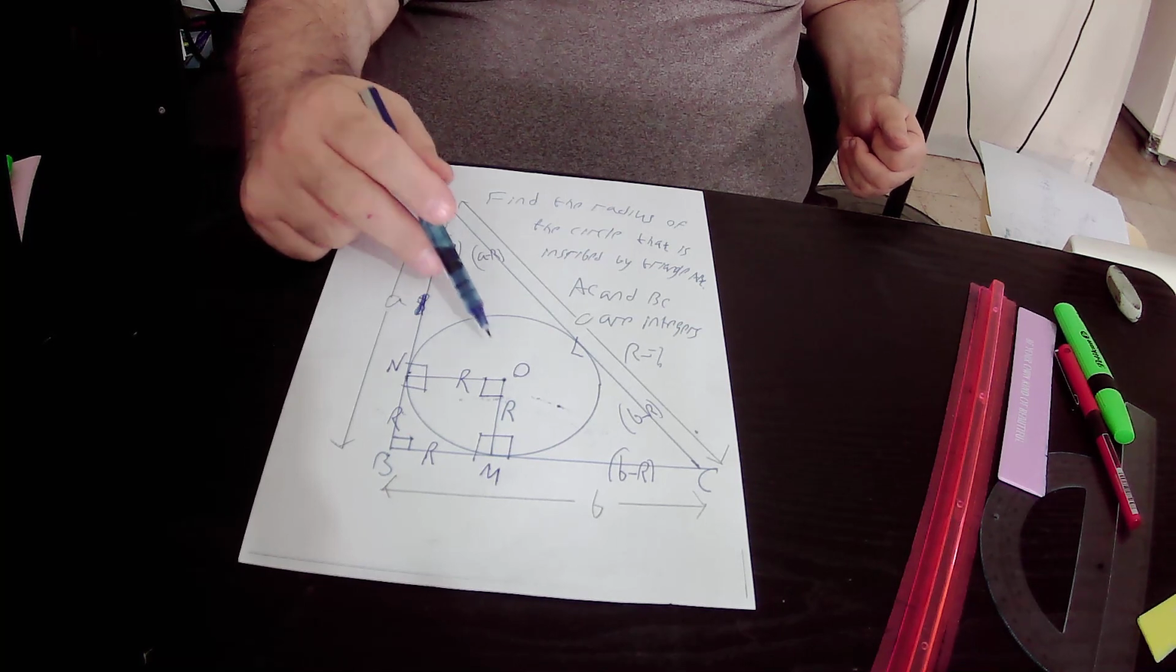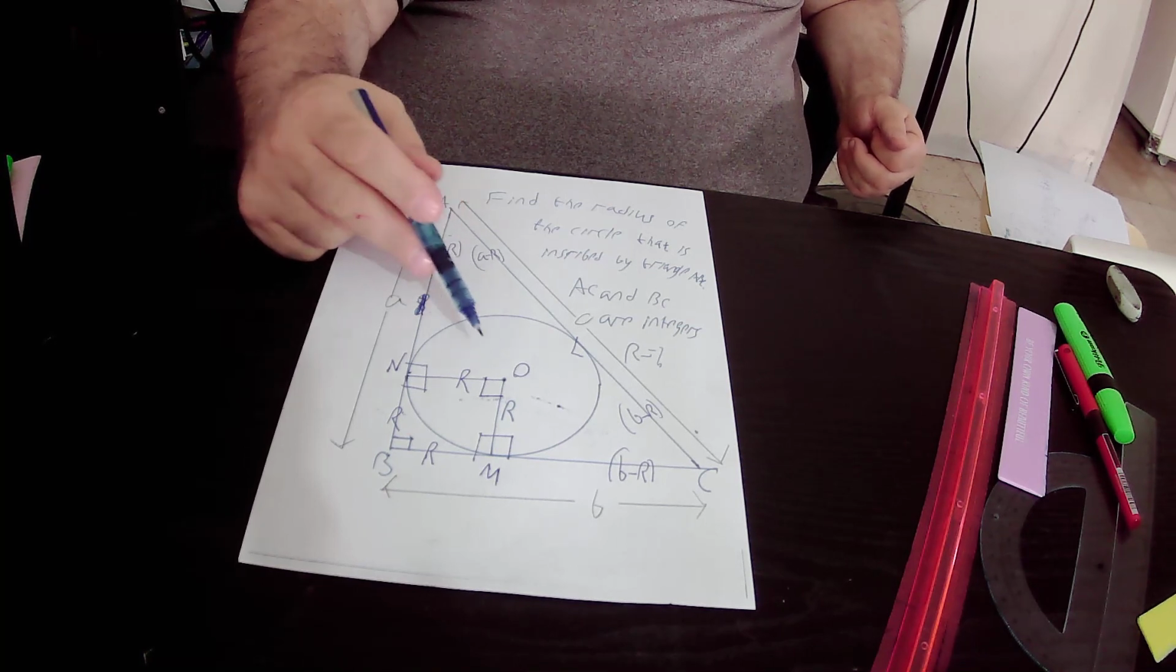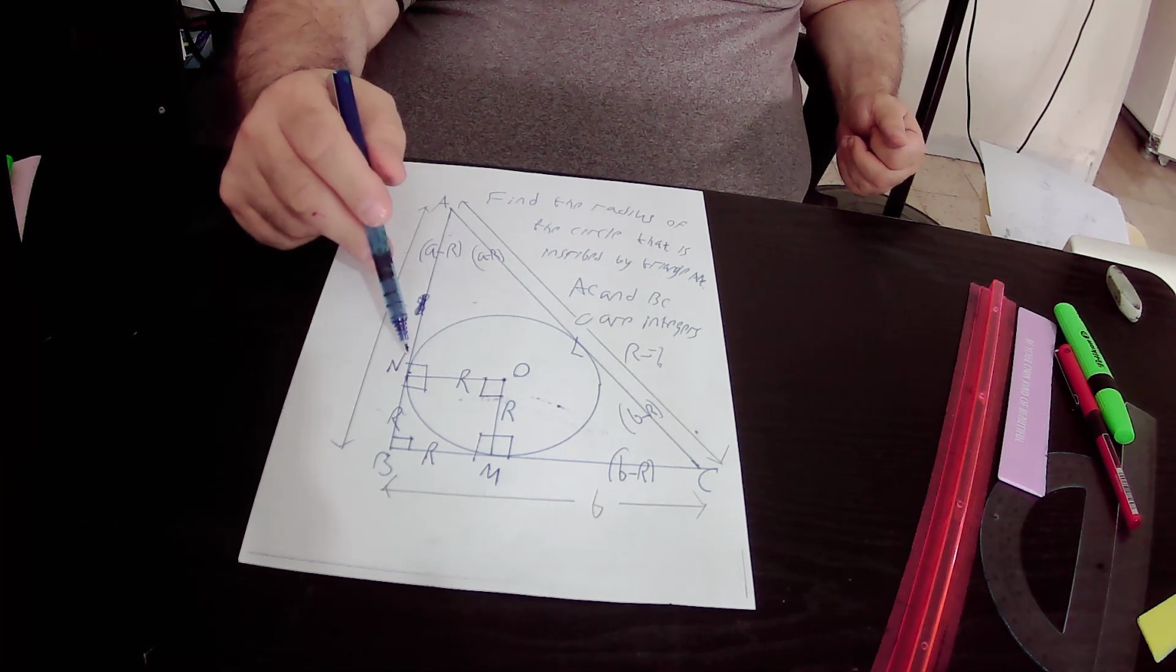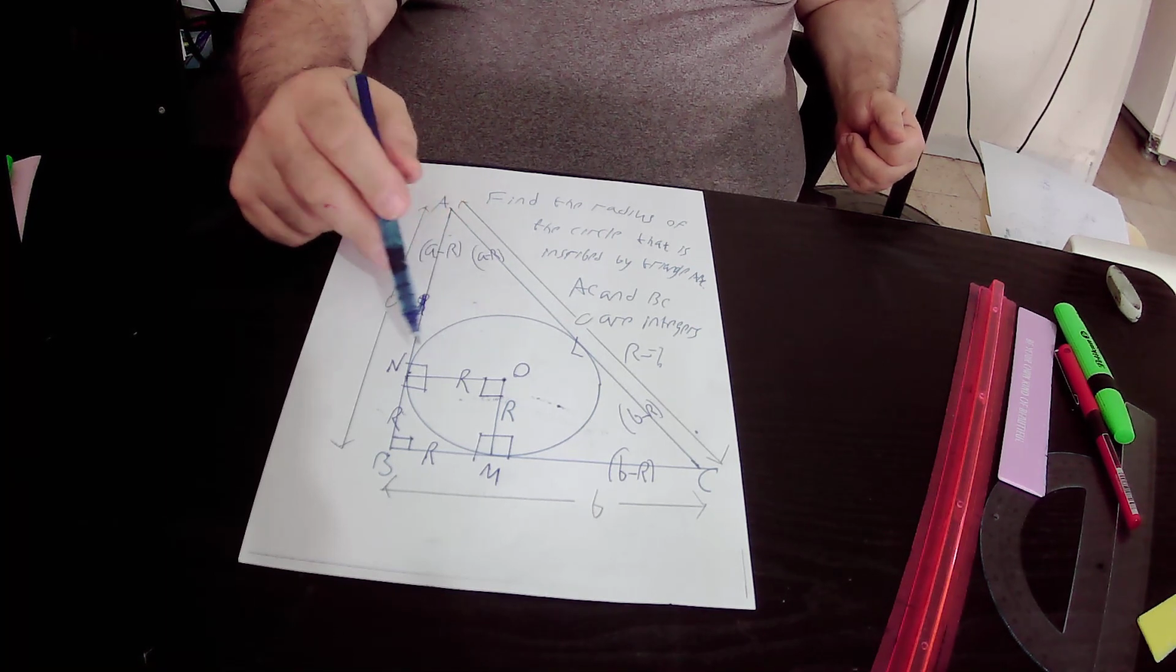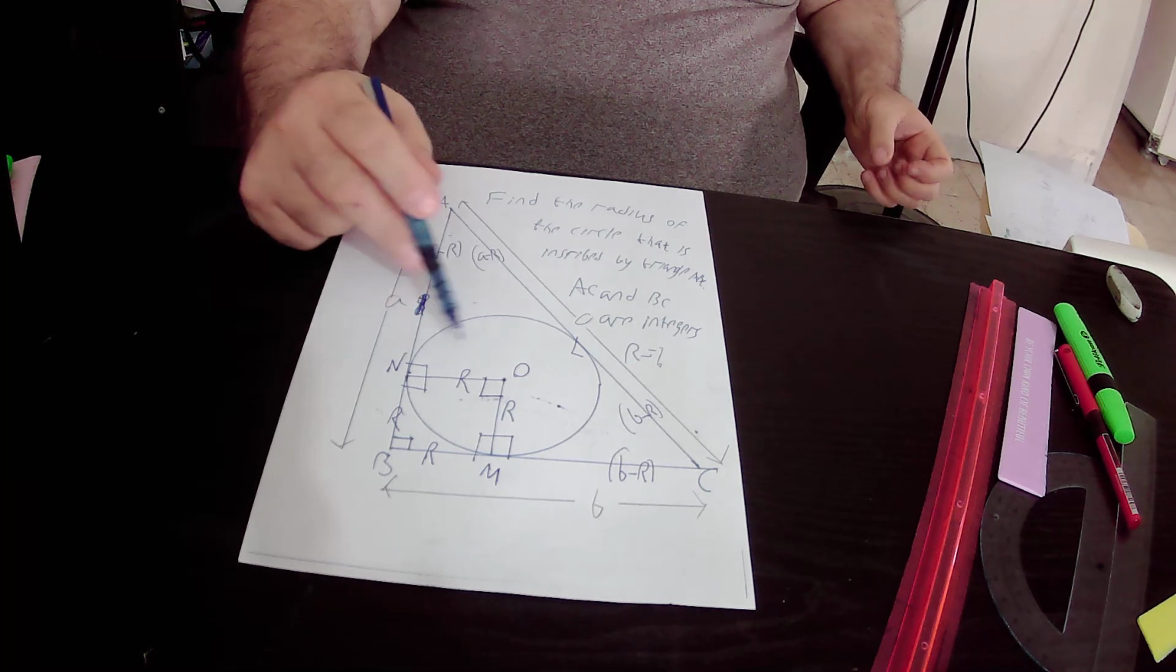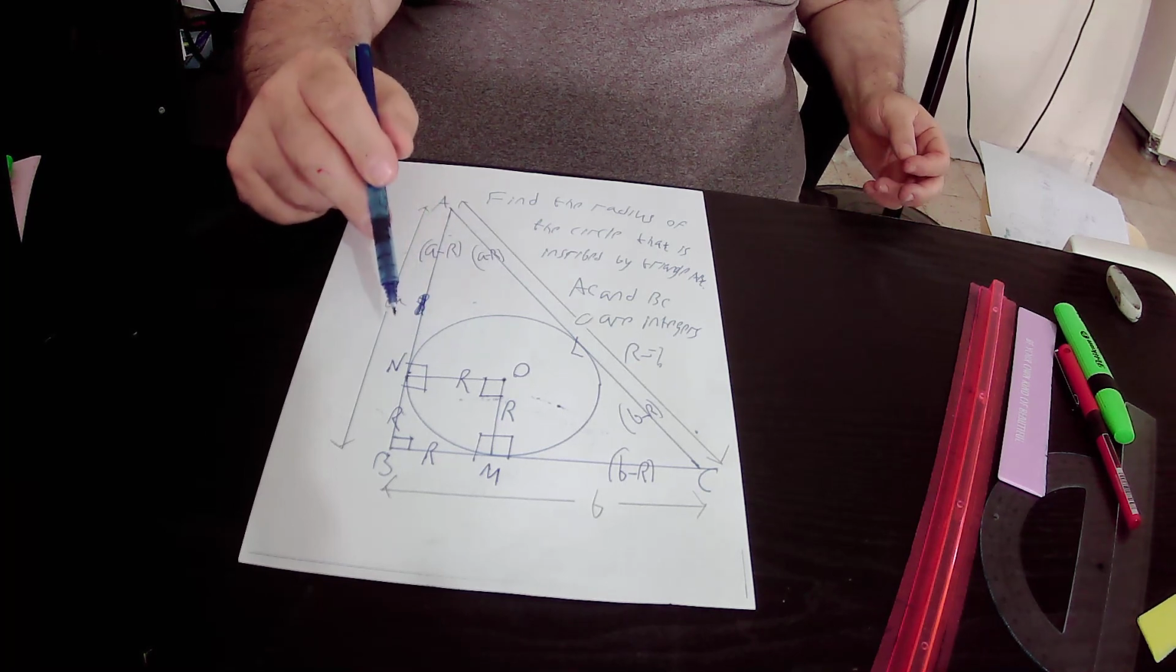Then we define the center of the circle as point O, and we join points O and N together by a straight line. Point O is the center of the circle, point N is a point on the circle itself, therefore ON is the radius of this circle.